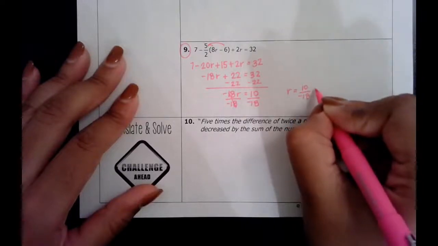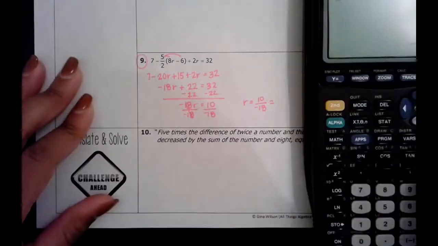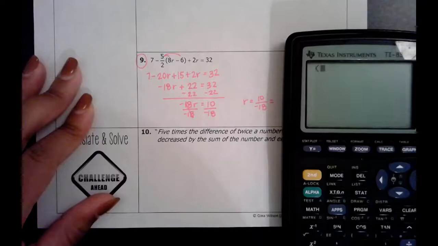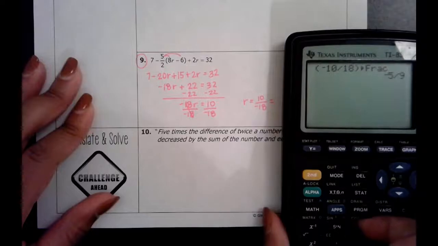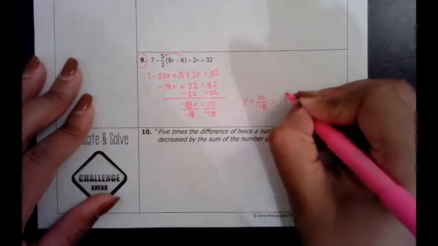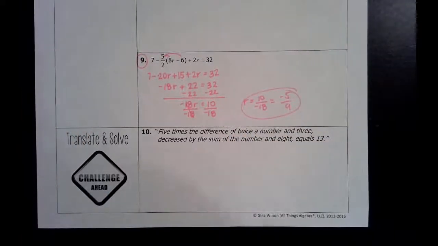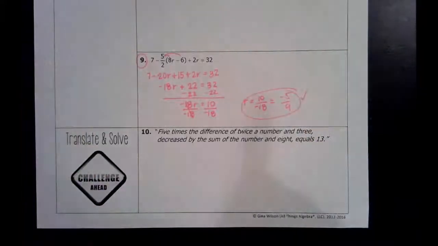But we need to simplify that. In your calculator, if you type in negative 10 over 18, math, 1, enter, you get negative 5 over 9. That's your actual answer. Now I'll let you plug that one in. I know it's the correct answer, but y'all plug that in. So on to number 10.